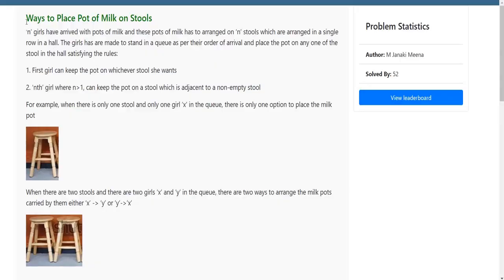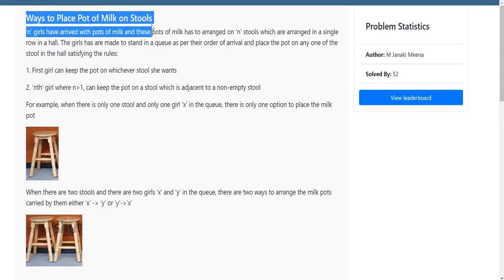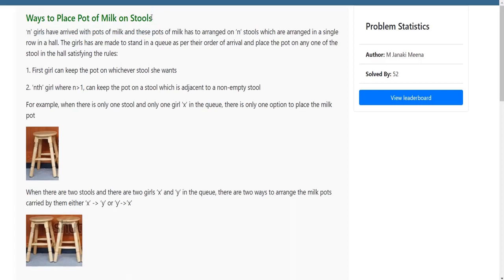Guys, so this is today's Vpropel question of the day. The name of this question is ways to place pot of milk on stools. In this question we have been given n pots of milk and n stools, and we have to place these milk pots on these n stools in such a way that they satisfy a few rules.